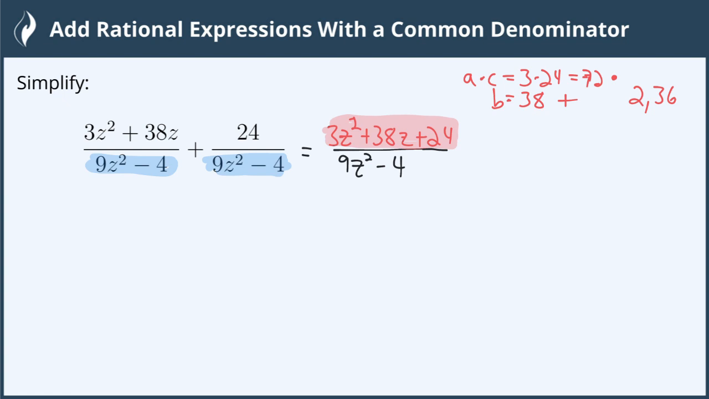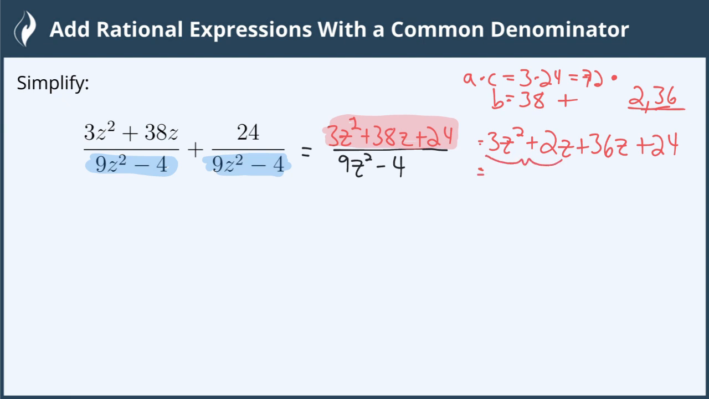So remember, with the AC method, you keep the first term, but then you're going to split that middle term into two pieces. So instead of having 38z, we're now going to have 2z plus 36z. Those are the two numbers we just found right up here. And then we also have our plus 24 from before. Now, we're going to be able to factor by grouping.